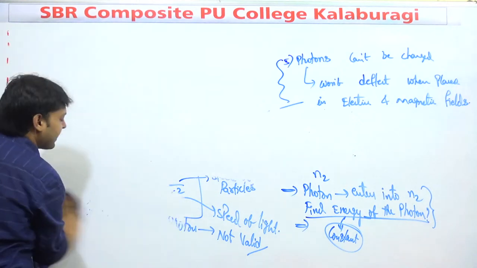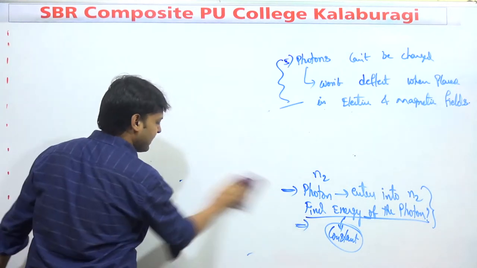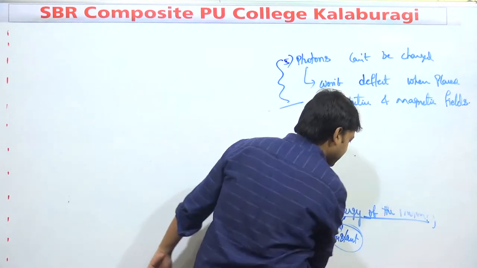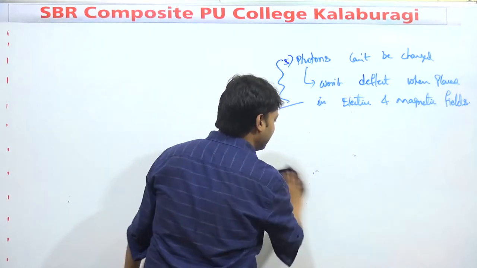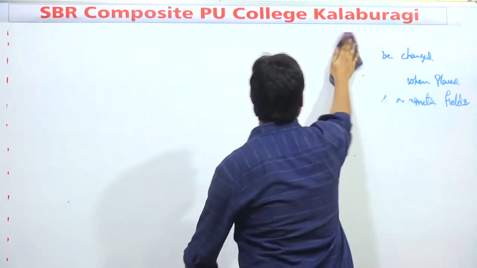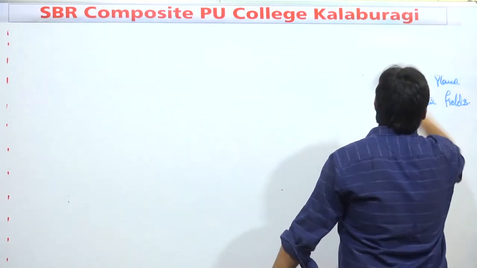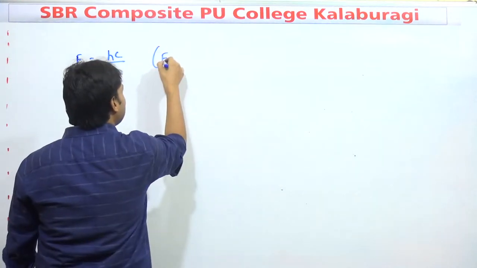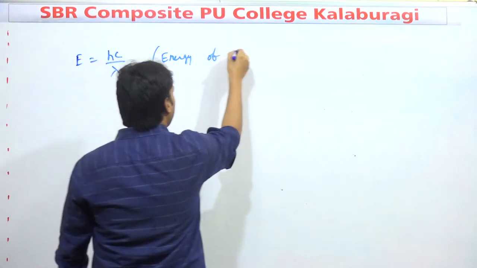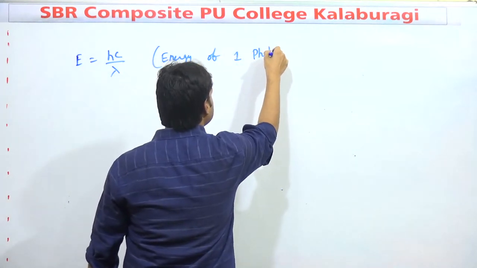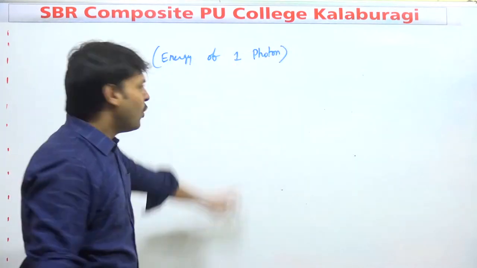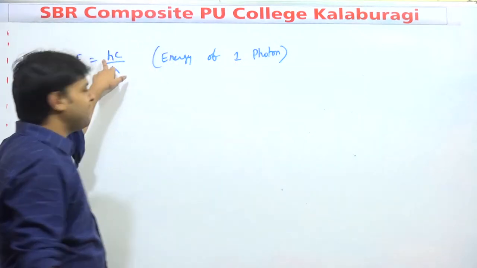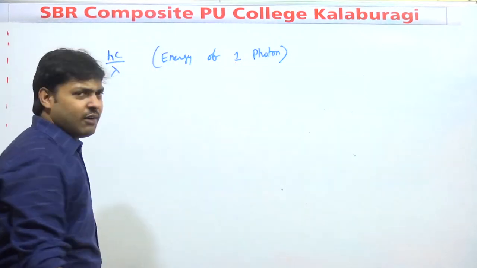Now we'll go back to the story. Up to now we discussed energy. What is the formula for energy? It is equal to hc by lambda. This is the energy of one photon. Try to write clearly, it is the energy of one photon, not n number of photons. Most of you will be confused here. If there are n photons, you have to multiply with n. Already we discussed this.